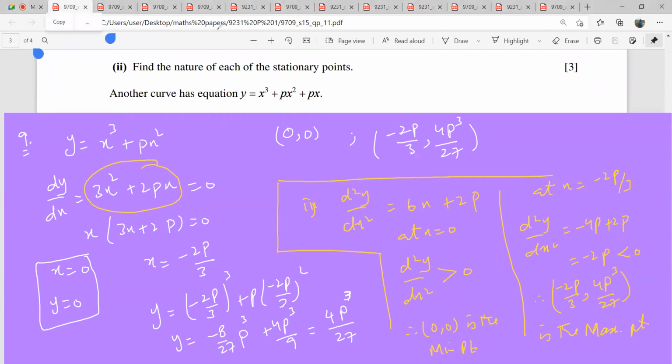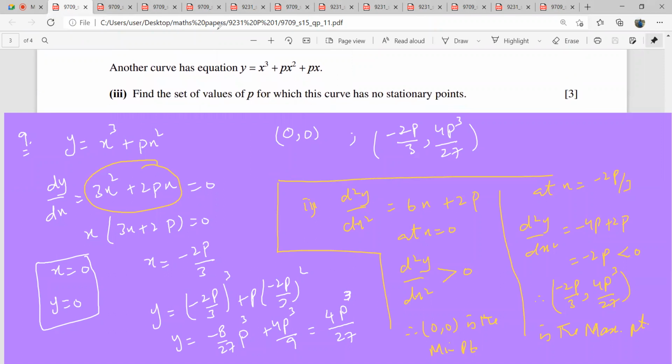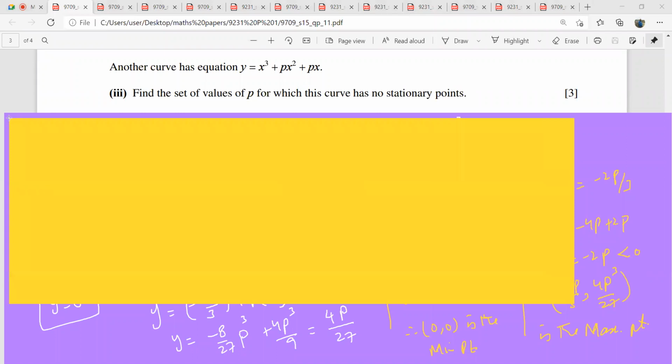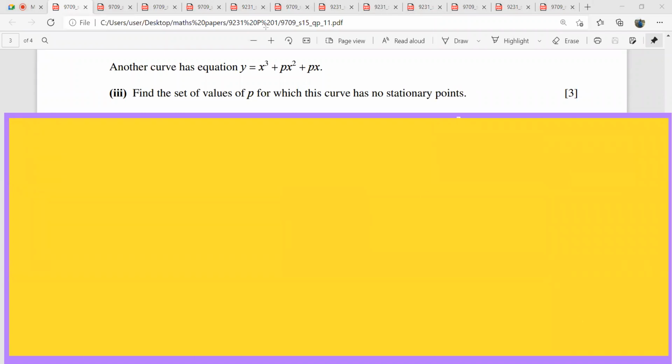Okay, now the last part. It says another curve has this equation. Find the set of values of p for which this curve has no stationary points. Okay, a clever question. I doubt he must have mixed the discriminant thing with it. Let's check that.